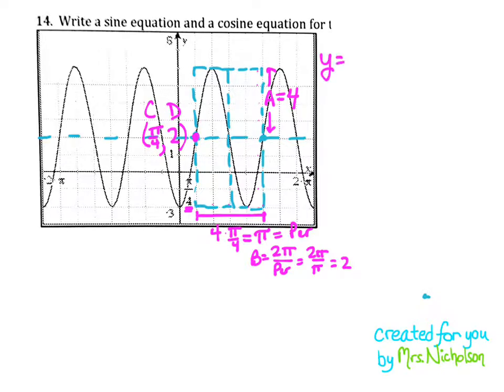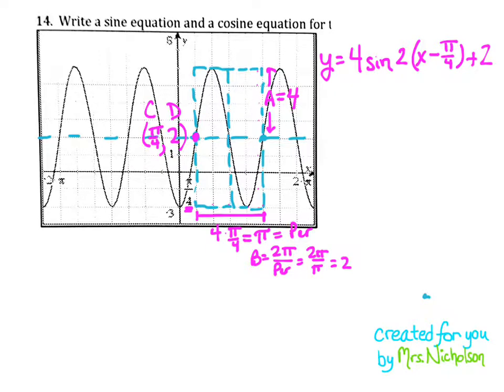Y equals, and what am I doing? I'm doing a sine equation, right? So my amplitude is 4, sine, b is 2, x, and we went to the right pi over 4, so it's minus pi over 4, plus 2.